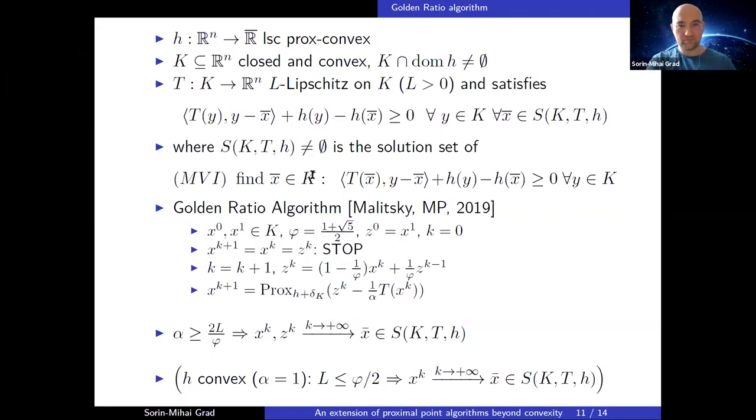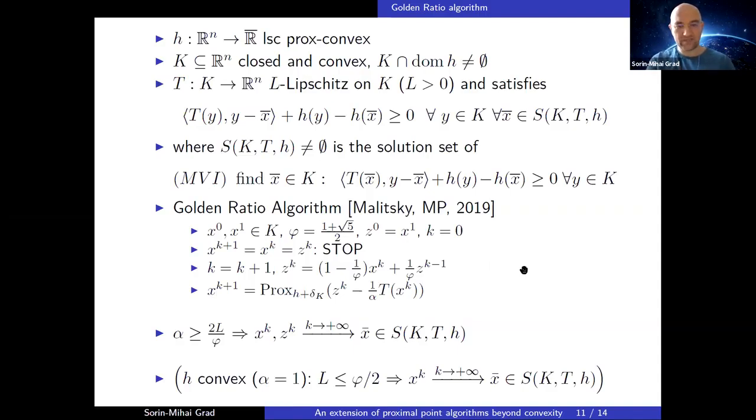In the convex case, if alpha is equal to 1, this condition becomes this one, which is basically the condition used by Malitsky in his work in order to get this convergence. So in this sense, at least, we have an organic extension of his algorithm to this prox-convex setting.